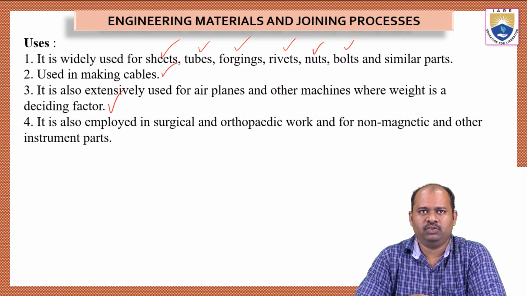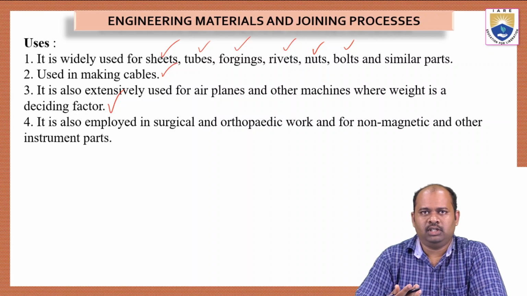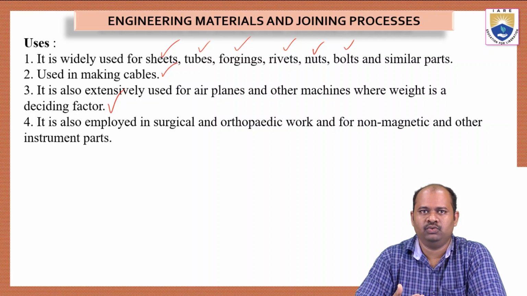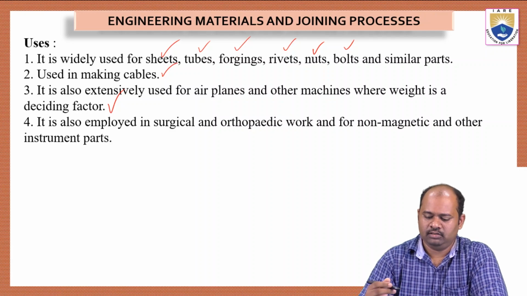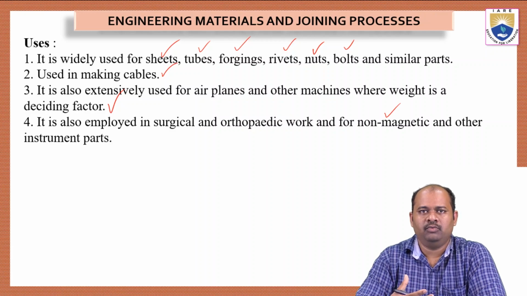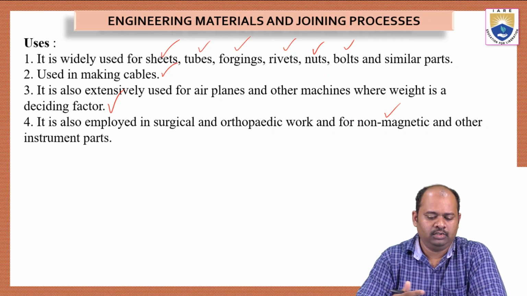Duralumin is also employed in surgical and orthopedic work and for non-magnetic and other instrument parts. Some other medical applications are orthopedic equipment, and they can be used for surgery, like these tools can be used to make a surgery set. And for non-magnetic applications, whenever no magnetism is present, we can use duralumin because it is not magnetic in nature. It has conductivity, but it is not magnetic.